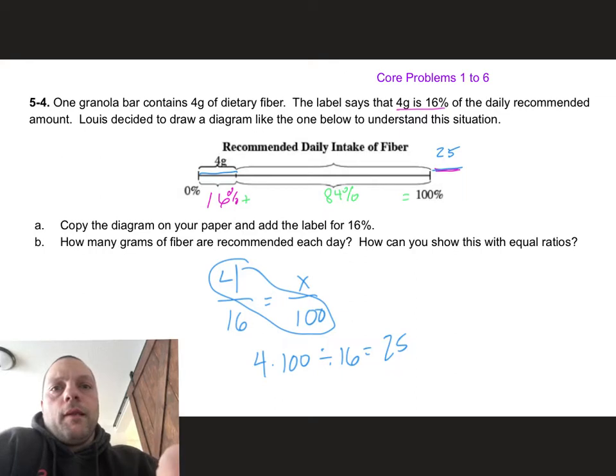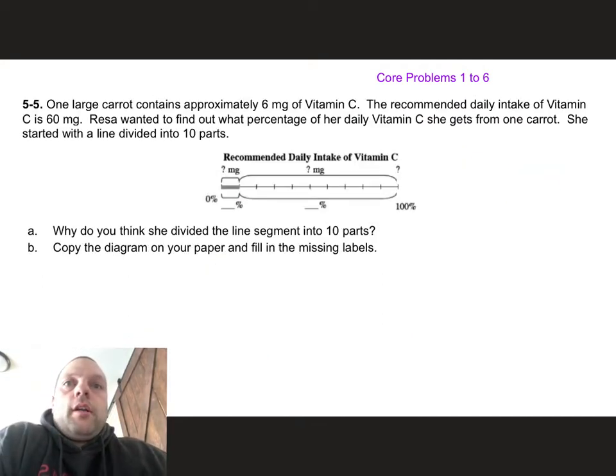If I wanted to complete the rest of my diagram, I would take my 25, which is my total, and subtract off what I already know, which is the 4 grams. So 21 is equal to 84%. So 21 grams is equal to 84% of your daily fiber for the day. Okay? So using the diagram should just help break up and visualize where the different parts are. All right, let's take a look at our next example.